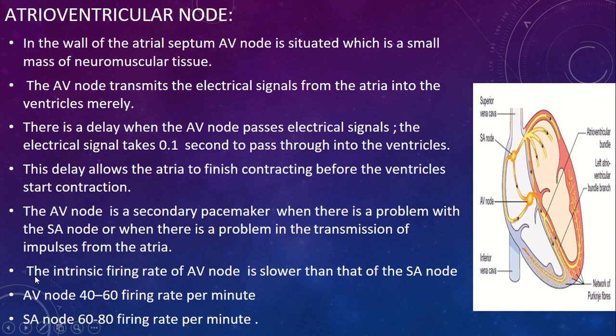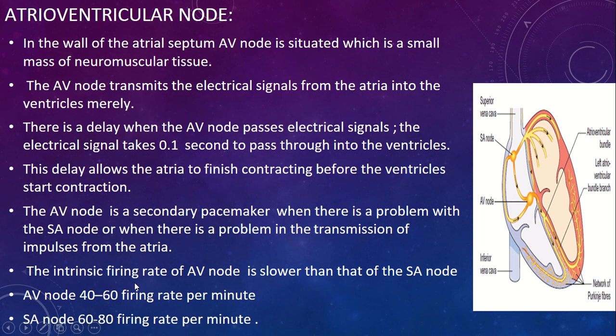Okay, the intrinsic firing rate: the AV node is a secondary pacemaker when there is a problem with the SA node, or when there is a problem in the transmission of impulses from the atria. So if the SA node is not functioning properly, or some problem is happening during the transmission, then the AV node acts as the secondary pacemaker. This is also an important note. The pacemaker is the SA node and the secondary pacemaker is the AV node.